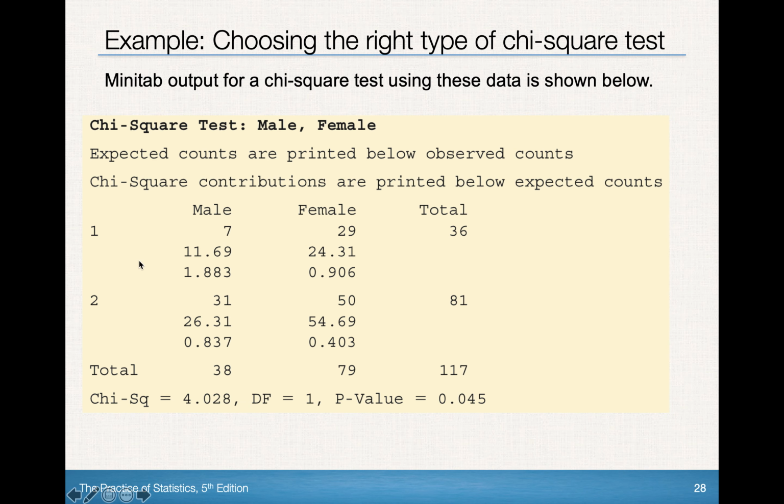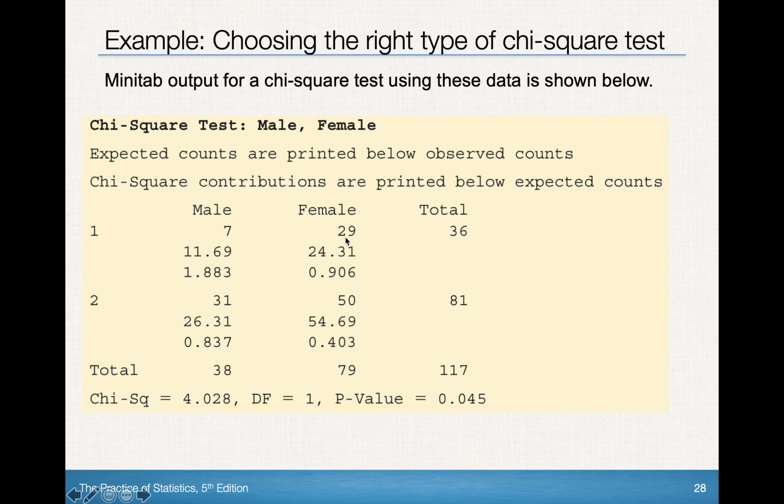You can see that males with fright symptoms looks like the chi-squared contributor is very large, whereas females with no fright symptoms looks like the contributor is very small, right here at 0.403. My degrees of freedom is 1 because I have a 2 by 2 matrix. So 2 minus 1 times 2 minus 1 is 1. I got a p-value of 0.045, which is small, but depending on my alpha level, will change if I reject or fail to reject.